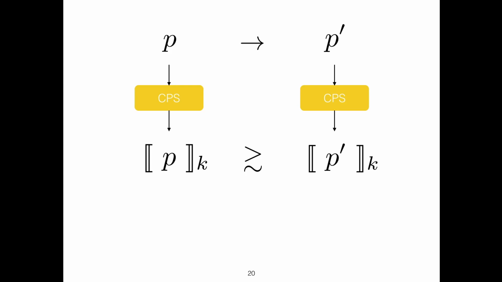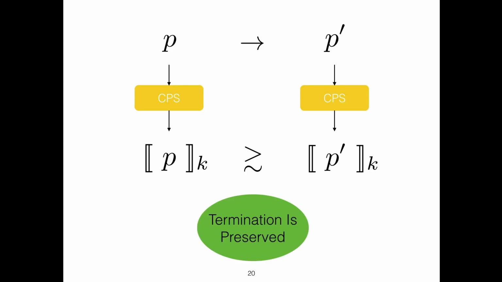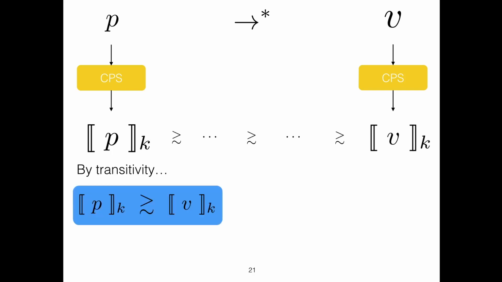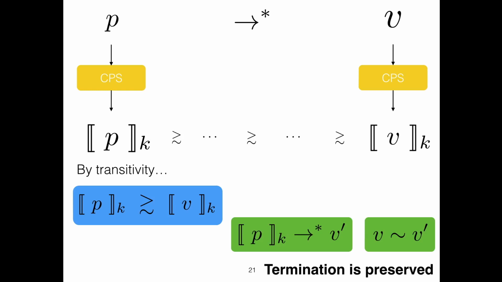From this diagram, we can derive that termination is preserved. In particular, when P reduces with some amount of steps to a value V, we have that the translation of P is related with some logical relation steps to the translation of V. By transitivity, we obtain that the translation of P is logically related to the translation of V. Then, by the definition of the logical relation, we get that the CPS translation of P reduces to a value V prime that is equivalent to V.